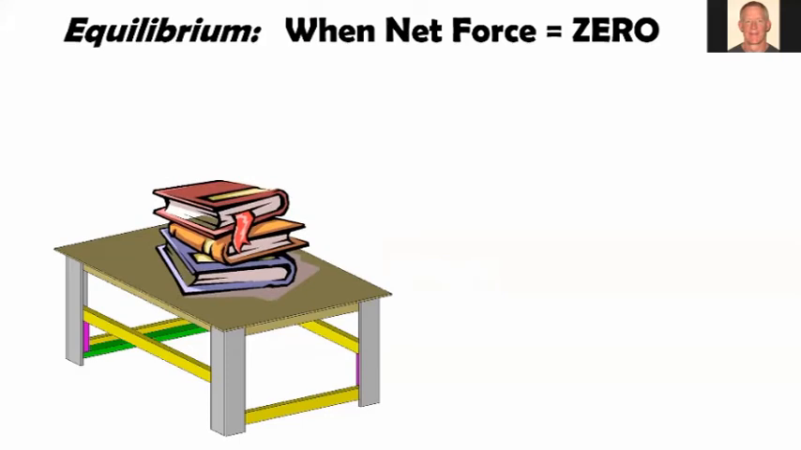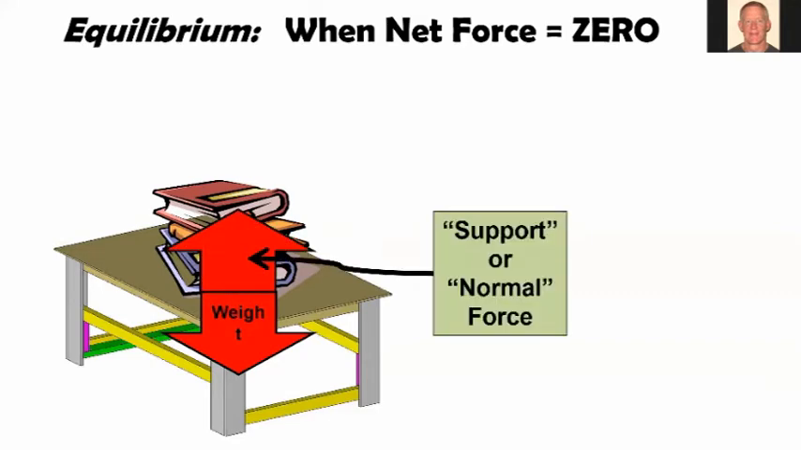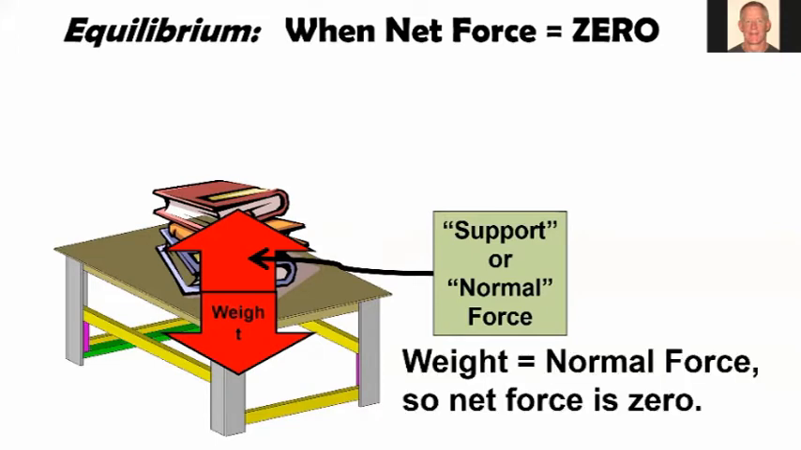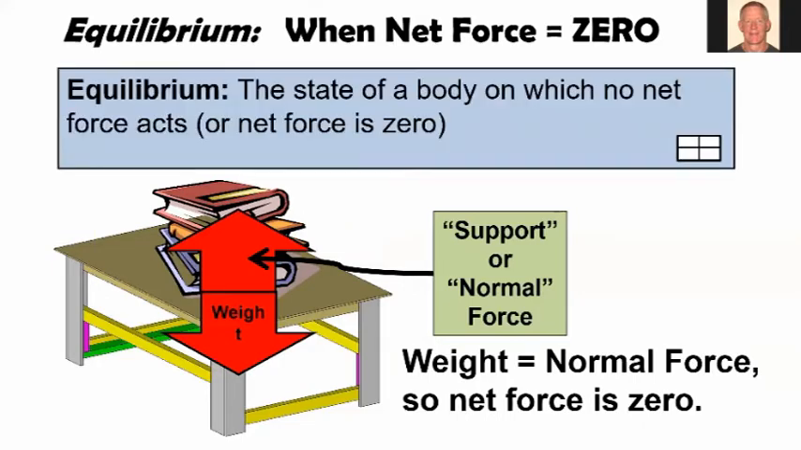So let's look at this example. We've used it multiple times now. A stack of books on a table. We know it has a weight pushing down on it due to gravitational acceleration, the force on these books. And we also know we have the support or normal force going up that's equal and opposite. So when the weight and the normal force are equal to each other, the net force is 0, and we would say that the system of books with the table is in equilibrium, the state of a body on which no net force acts, or the net force is 0.